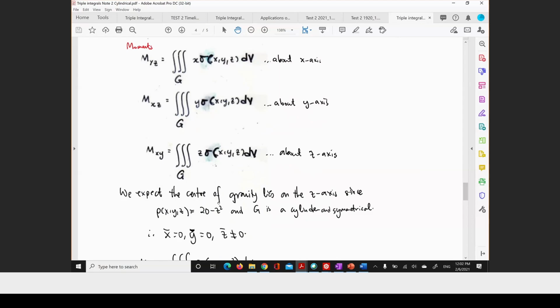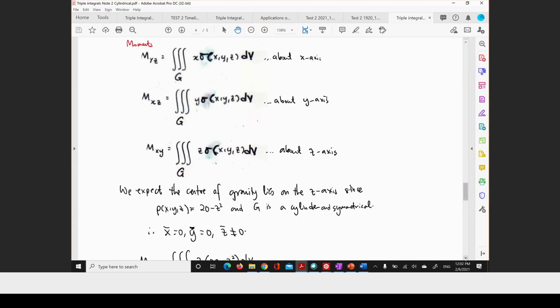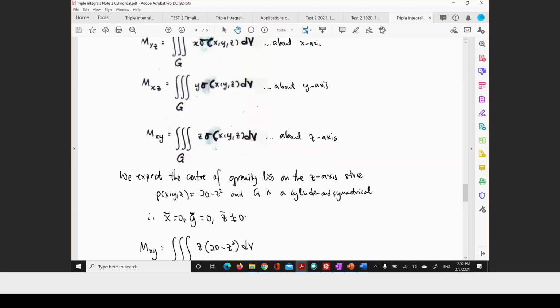I think I've explained to you why. Because G is a cylinder, a cylindrical object, and it's symmetrical with respect to the z-axis. And also look at the density function here, 20 minus z squared. It is also symmetrical with respect to the z-axis, so the density is evenly distributed around the cylinder with respect to the z-axis. Because of these two reasons, we can conclude that the center of gravity lies on the z-axis.